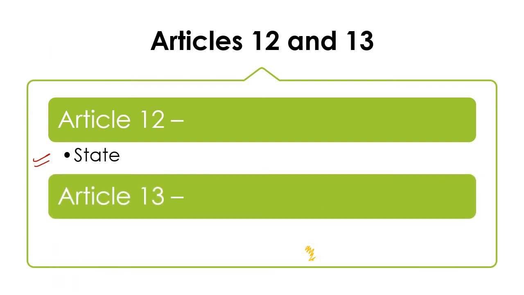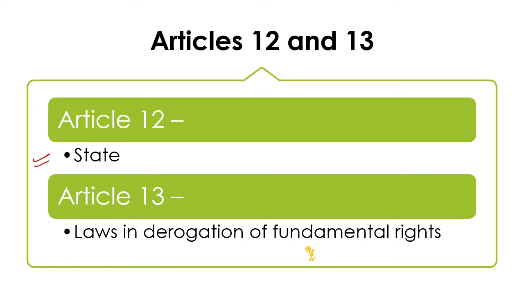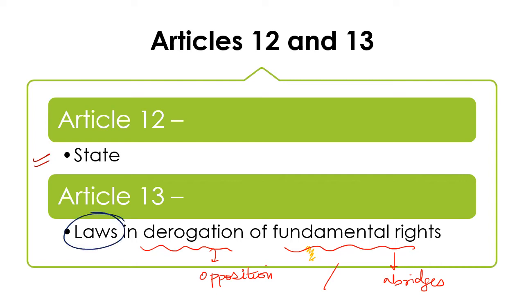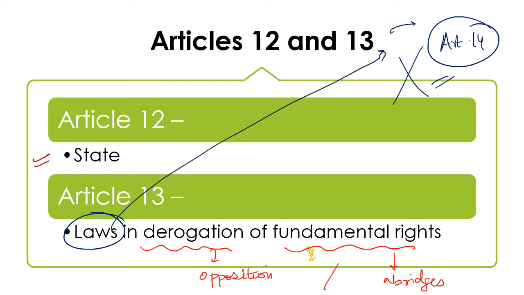Article 13 says that if there is a law that is in derogation of fundamental rights, which basically means if there is a law that is in opposition to fundamental rights, or if it abridges fundamental rights, then such a law is not valid. Which means, let us say you have the right to equality under Article 14. Now let us say tomorrow there is a new law, and that new law goes contrary to Article 14, it is opposite to Article 14. Then Article 13 says that you cannot make new laws which are in derogation of fundamental rights. You cannot make a new law to take away, to abridge a fundamental right. So as you can see, Article 13 is also very important in protecting the fundamental rights.